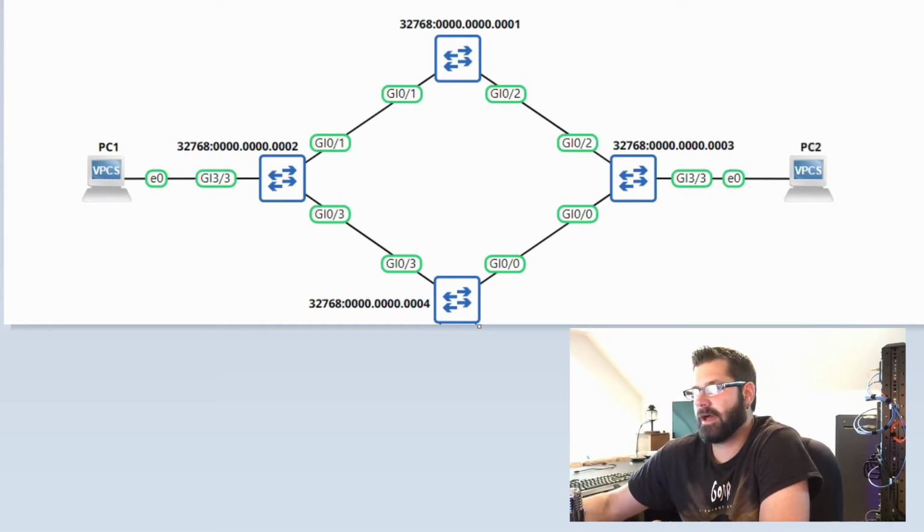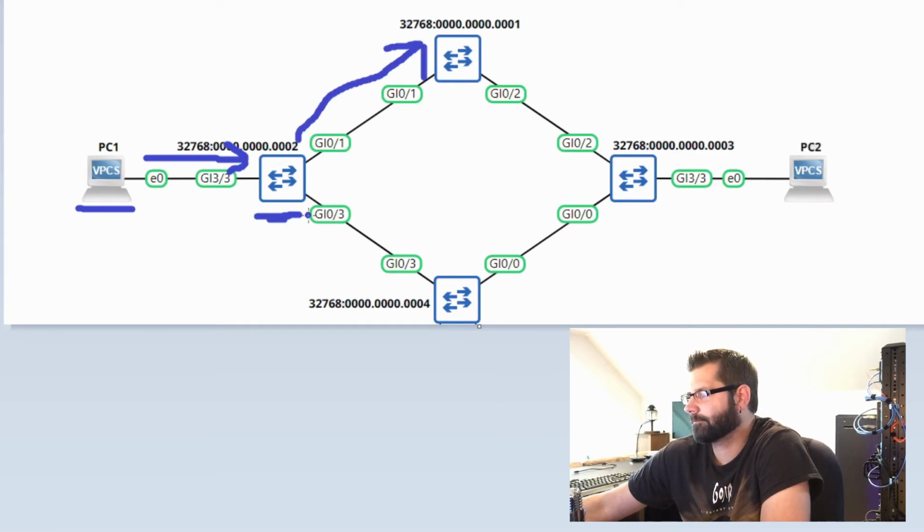Now, last but not least is probably the most devastating consequence, and that is a broadcast storm. So what do you think would happen if, say, PC1 sent a broadcast out of its Ethernet 0 interface over to this switch right here? Well, this switch is going to broadcast that frame out all of its switch ports.